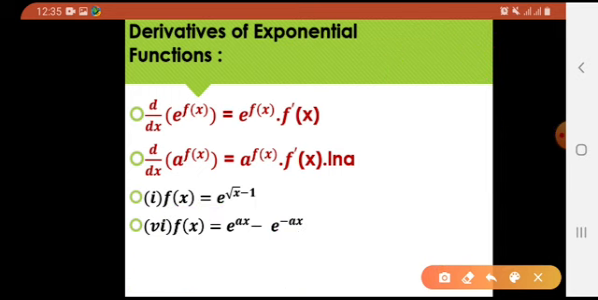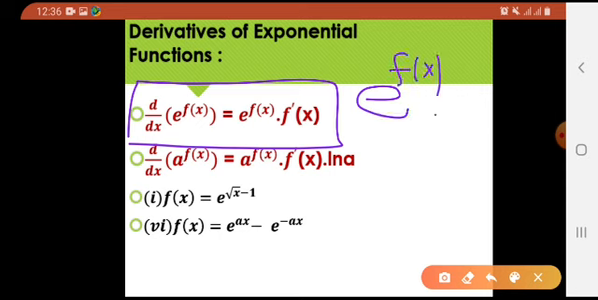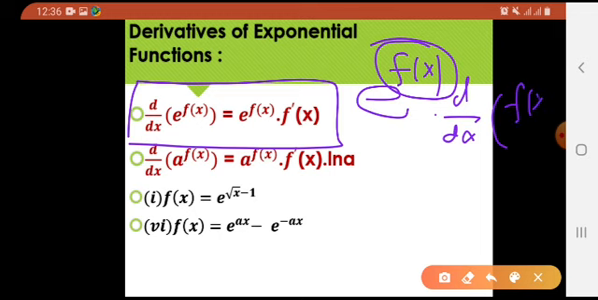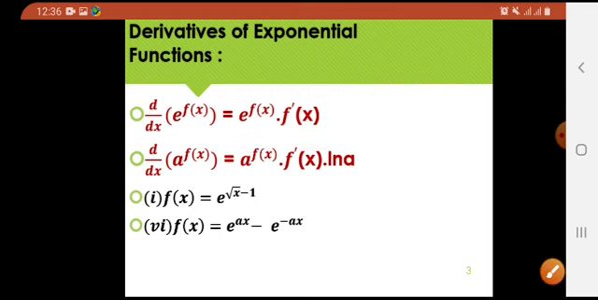Okay, so what is the derivative of an exponential function? The exponential function as it is into the further derivative of this exponent. That's it, which is f dash of x. Done? Clear? Let us go further.